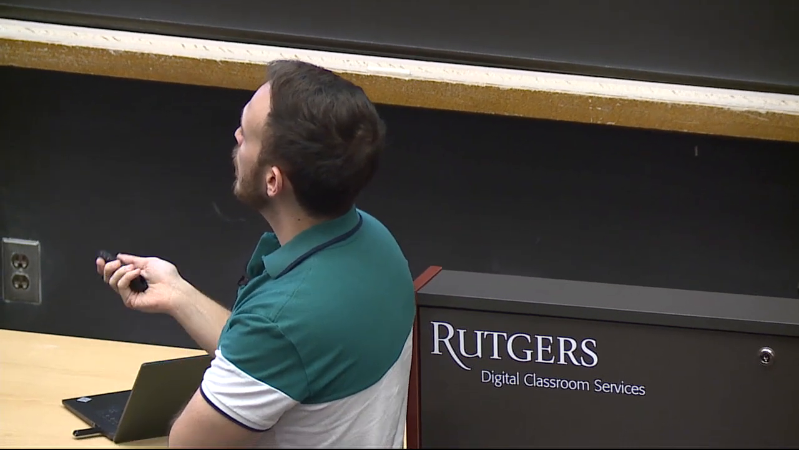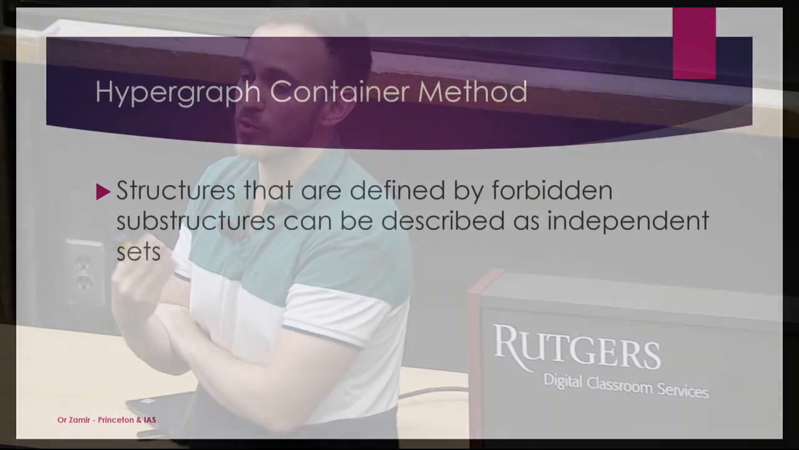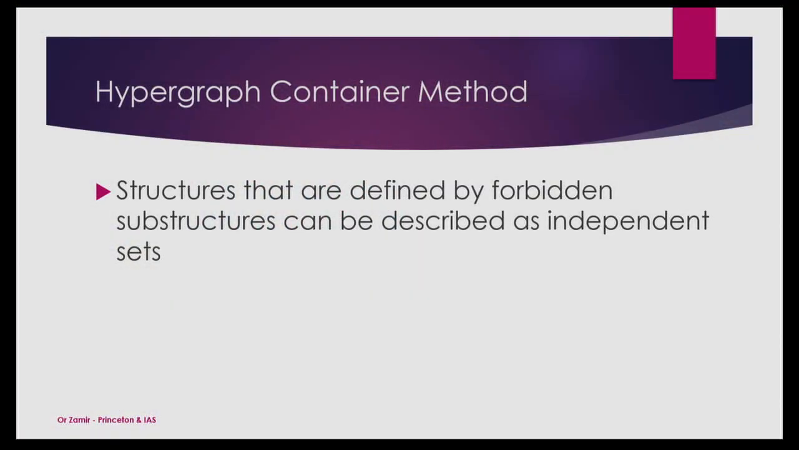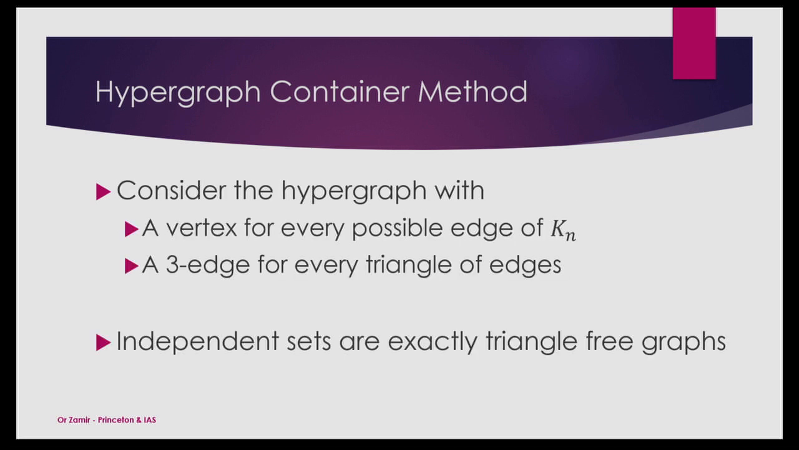Good. So let's continue. And the next thing that I wanted to say is, why do we care about independent sets in hypergraphs? And the important observation, and this is not a very formal statement, but this is true for many, many things, is that every property that you can describe by forbidden substructures or small forbidden substructures, you can describe as being an independent set in some hypergraph. So let's see an example of that.